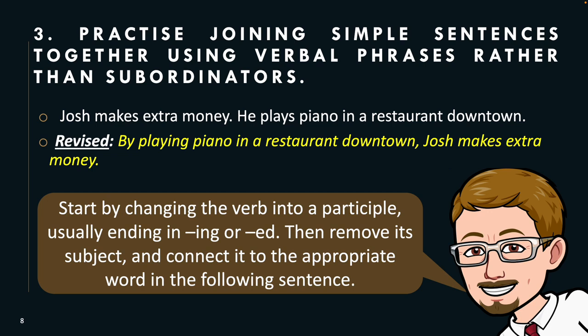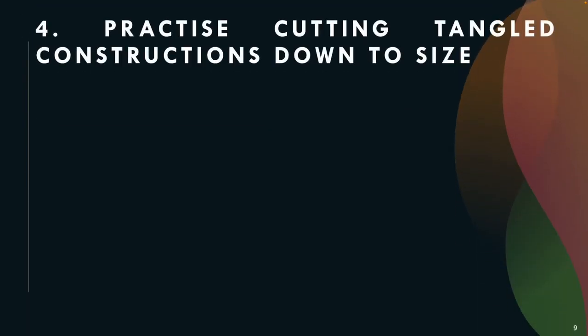So if you wanted to revise these two sentences and make them into one, we would add a participle, ing. So then by, the preposition by, playing piano in a restaurant downtown, and then the subject, who? John makes extra money. And we have our revised version. So let's take a look at the fourth suggestion.